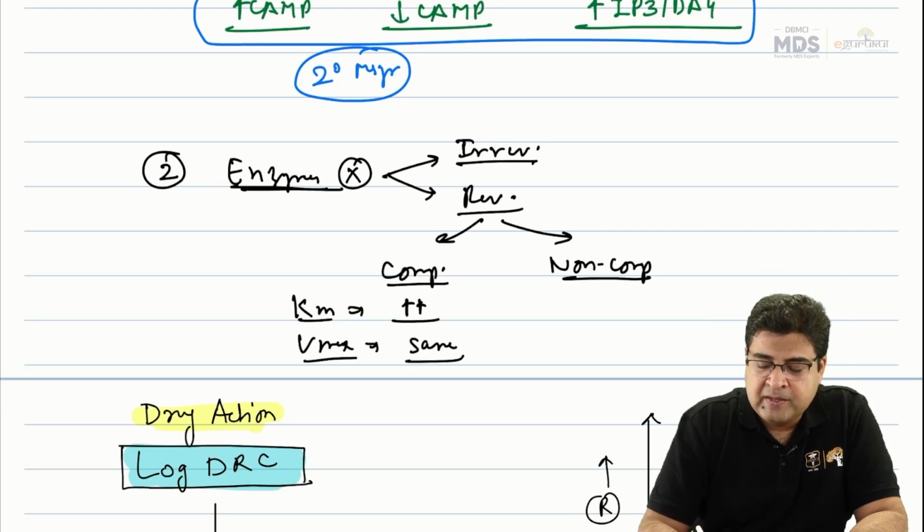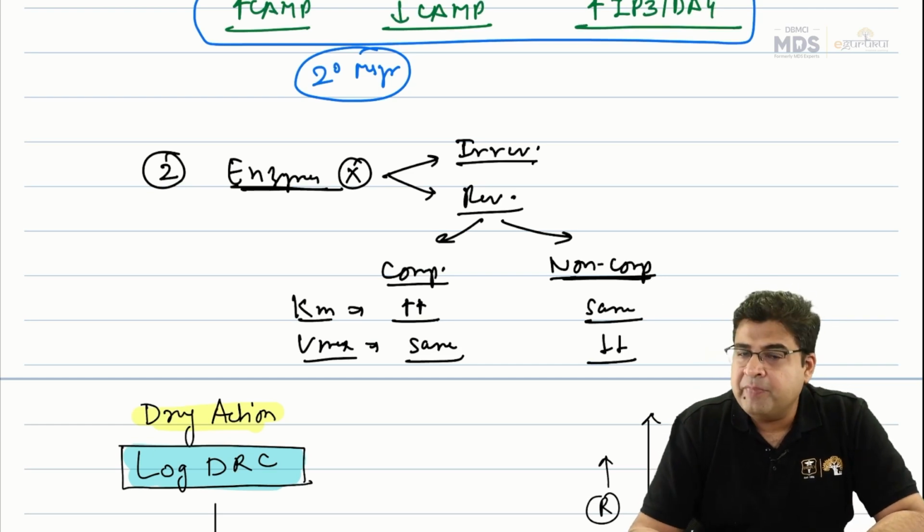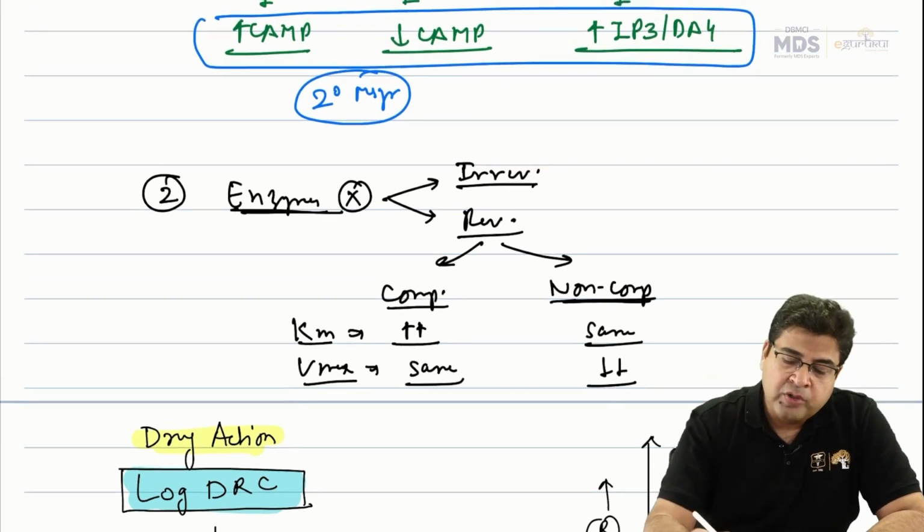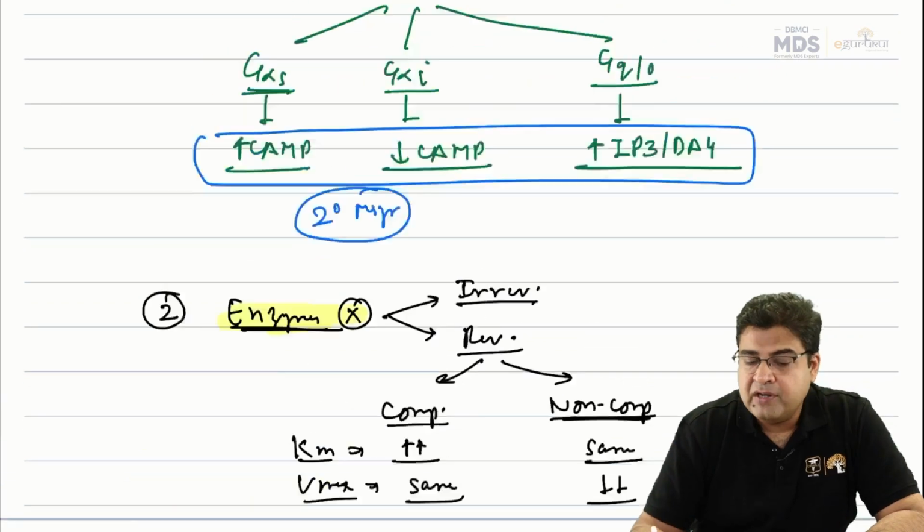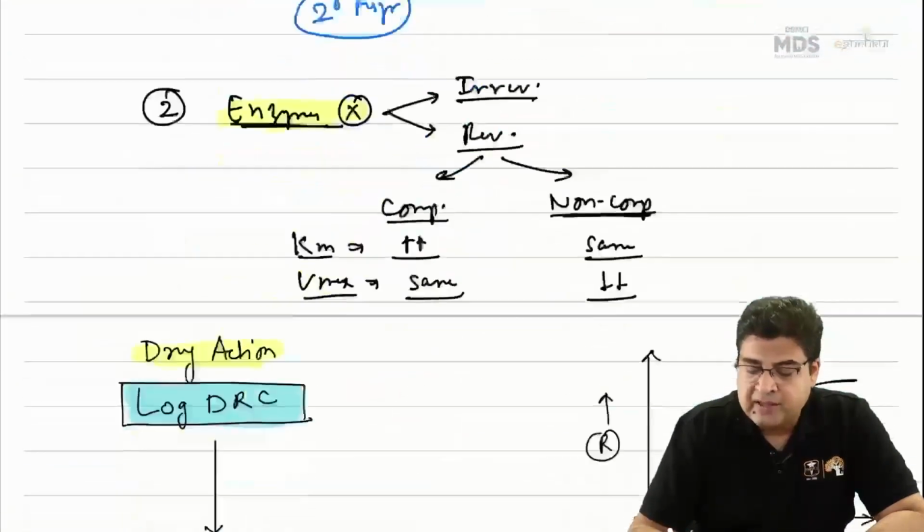So Vmax remains the same and the Km value will increase, but in non-competitive block, the Km value remains almost the same, but the Vmax value will decrease. So this is the difference between competitive and non-competitive block. So two important drug targets we have covered: one is the receptor, second is the enzymes.